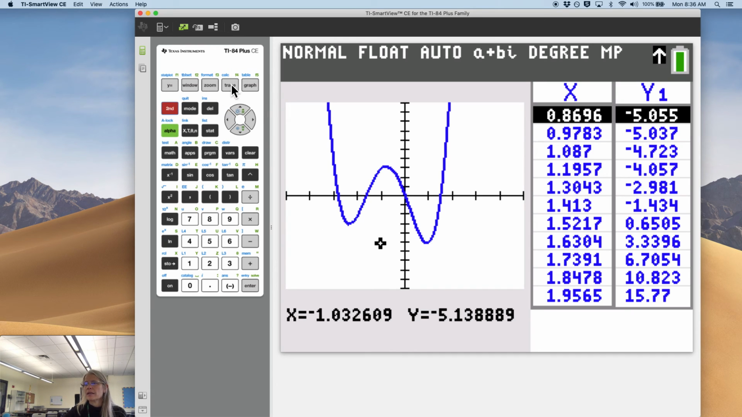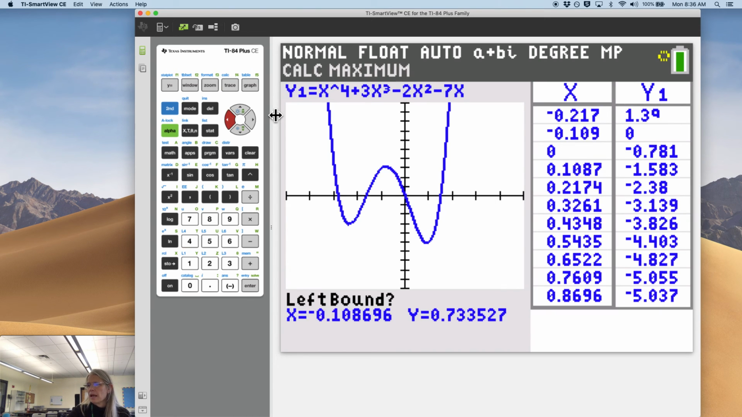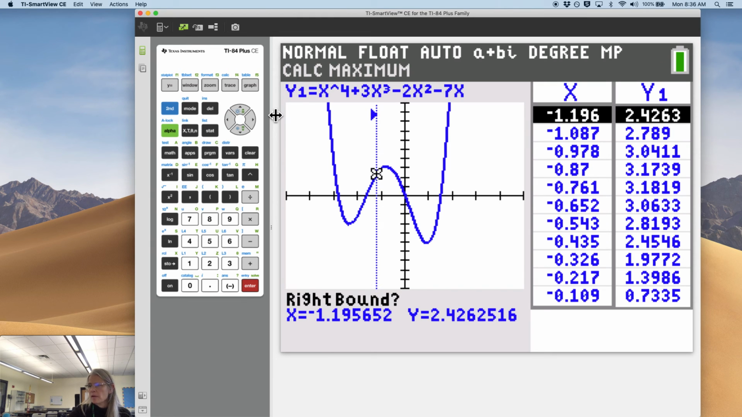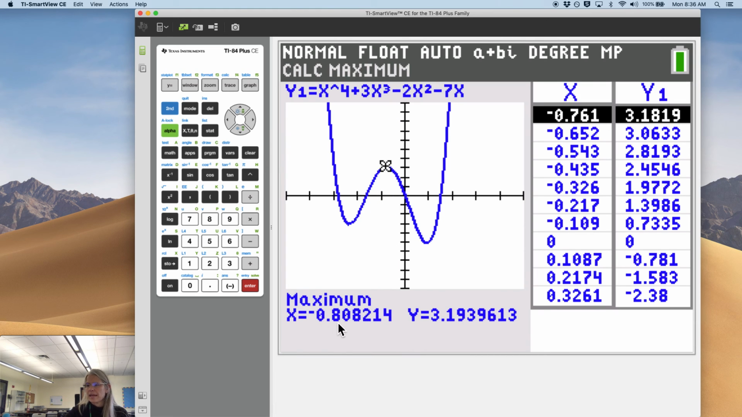And if we want to calculate the max, we're going to go to 4, the local max, and scroll over here, and then over here, and there's our local max right there at negative 0.8 and then 3.2 approximately. Okay? All right. Again, end behavior as x approaches negative infinity, f of x is approaching infinity, and as x approaches infinity, f of x is approaching infinity as well. This is an x to the 4th, it's a quartic, so I know that my end behaviors are going to be the same. All right, hope that helped.